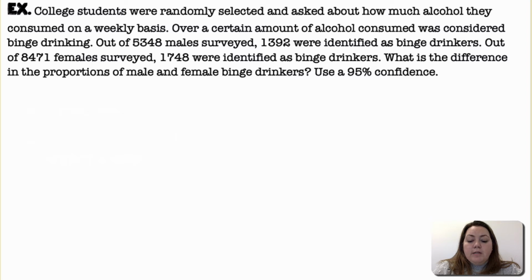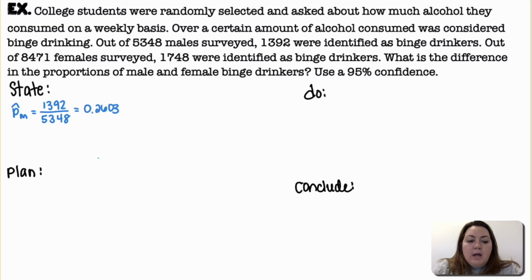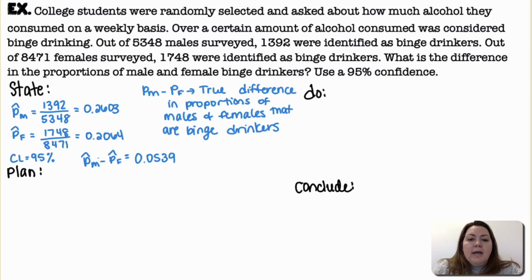Use a 95% confidence. All right, so state, plan, do, conclude is the format we're going to use. I need to find my sample statistics, so p hat M for males and p hat F for females give us those proportions. My confidence level is 95%. My difference in the sample proportions is 0.0539. And when I define my parameter, I'm going to say pM minus pF is the true difference in proportions of males and females that are binge drinkers. I'm trying to pull that from the question that's being asked as much as possible.